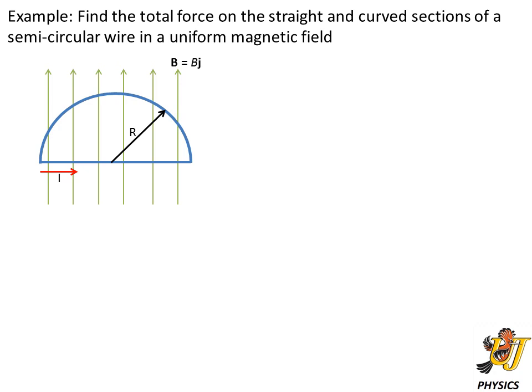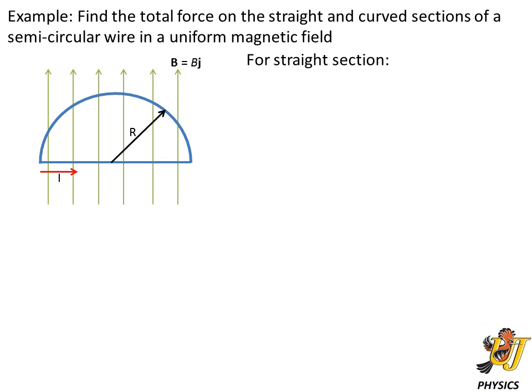Knowing the force that a current carrying conductor experiences in the vicinity of a uniform magnetic field now allows us to calculate the total force that a circuit would experience if it is in a region of uniform magnetic field. In this example, we want to find the total force that acts on the straight and curved sections of the conducting loop shown on the screen.